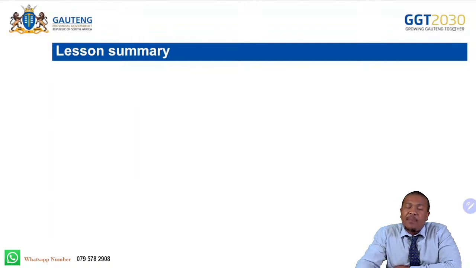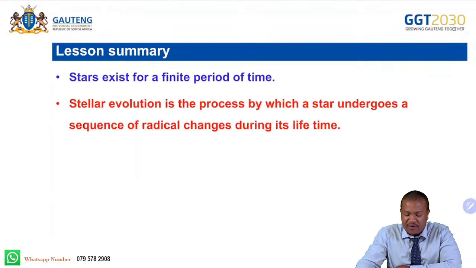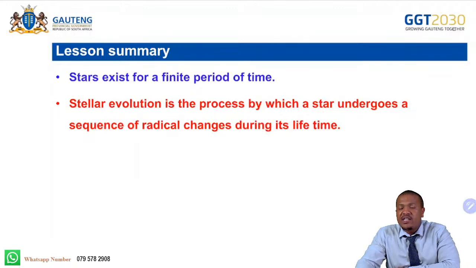Today we're talking about the birth, life, and death of stars. We said that stars exist for a finite period of time, meaning they are born, they live, and they die. They do not live forever. And stellar evolution is the process by which a star will undergo a sequence of radical changes during its lifetime.